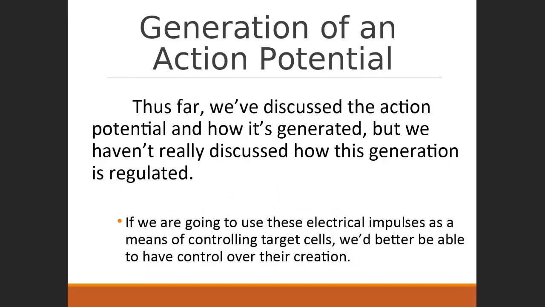So we've seen how we generate an action potential now, but now we have to look at how action potentials are regulated. Because we rely on these neurons and this nervous tissue as one of the most prominent communication methods throughout the body, we have to have a system in place to regulate the generation of these action potentials.